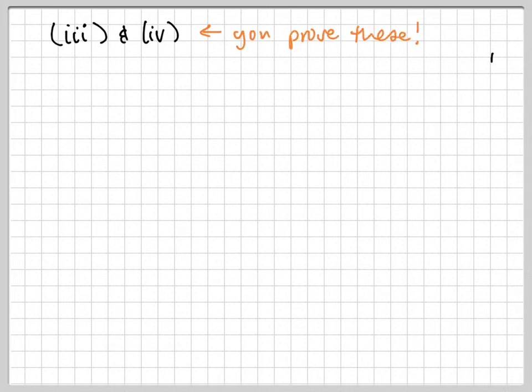Cool. Okay, 3 and 4, they look a lot like the proofs of 1 and 2, but using multiplication instead of addition. So you might find it helpful to use that 1 is 1 times 1, and that 1 is a times a inverse.